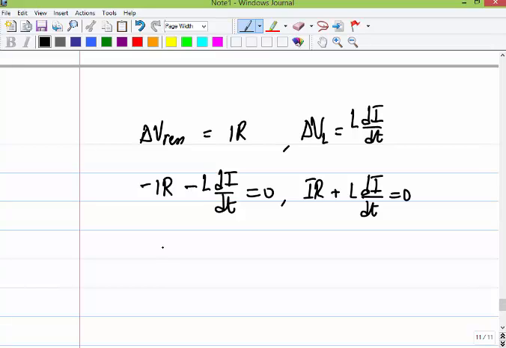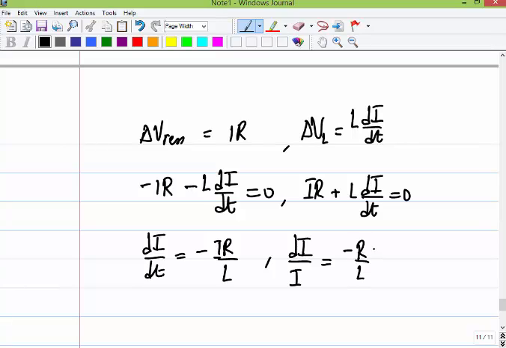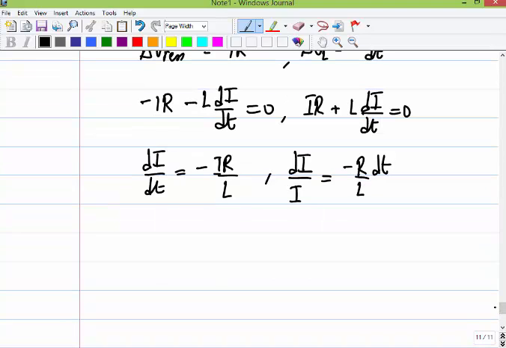Let me make sure I match it with what is in your textbook. So we shall have di dt equals minus I R over L, like that. And then we shall write di over I equal to minus R over L dt. So now we can integrate both sides.